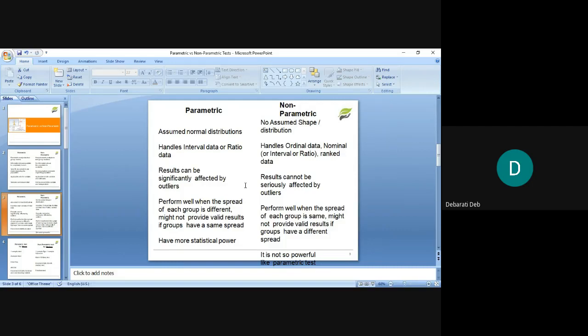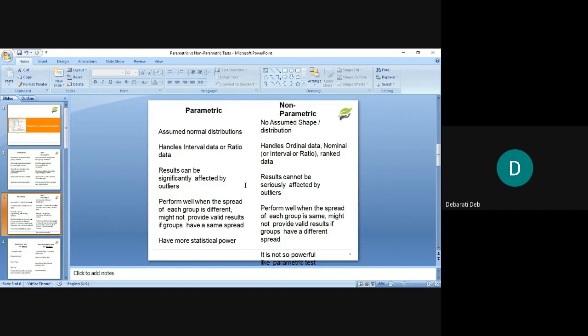Whereas in a non-parametric test you cannot assume any shape or distribution. If you were taught normal distribution, then you should remember a diagram which starts from almost 0, goes up like a mountain, and then goes down again. On both the left-hand side and the right-hand side, similar data will be there, and when you add the minus and plus data, the addition should be 0. That is the meaning of normal distribution.